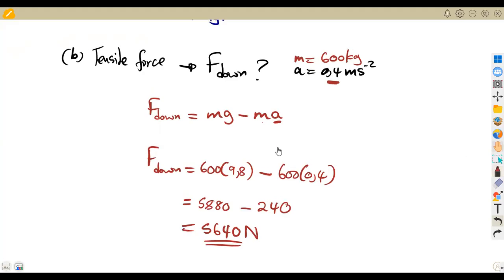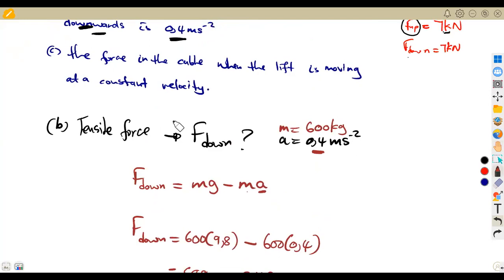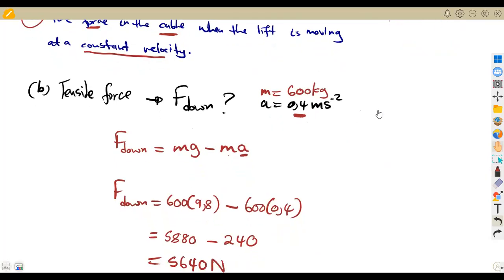All right, then there is this question here now. I want you to be very, very careful on this one, whereby they will ask you now to calculate the force in the cable when the lift is moving at constant velocity. What does it mean when it is moving at constant velocity? The major part there is constant velocity. So it means there is no acceleration that has been added or subtracted from there. We are just talking about the normal weight of the lift.